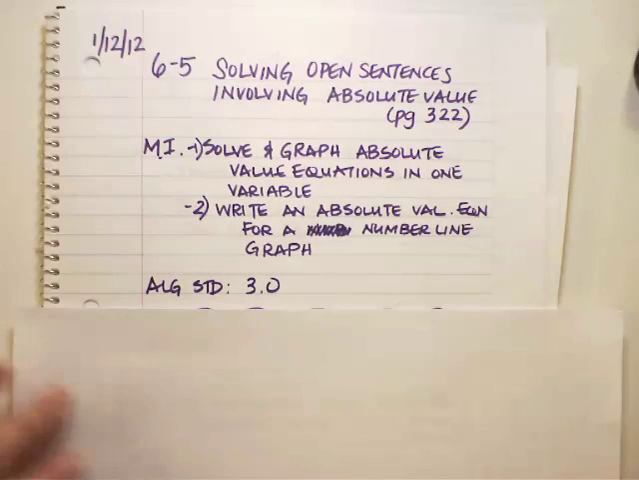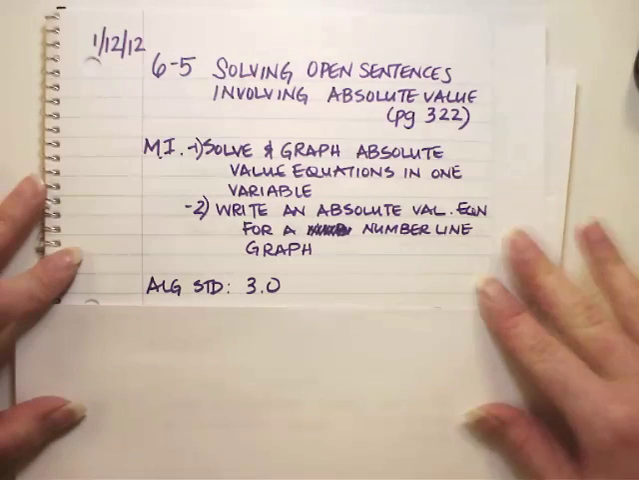Today we're going to cover section 6-5, solving open sentences involving absolute value. So two things that we're going to cover: solve and then graph absolute value equations in one variable, and also write an absolute value equation if a number line graph is given to you. So we're going one way and the other way today. And this is Algebra Standard 3.0.